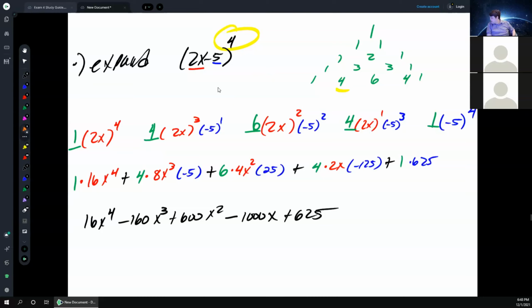Okay. Questions on this example, anybody?